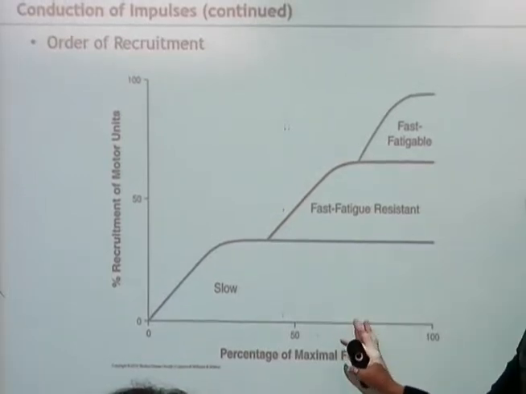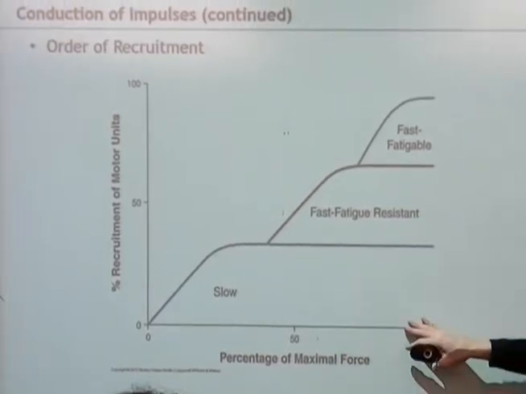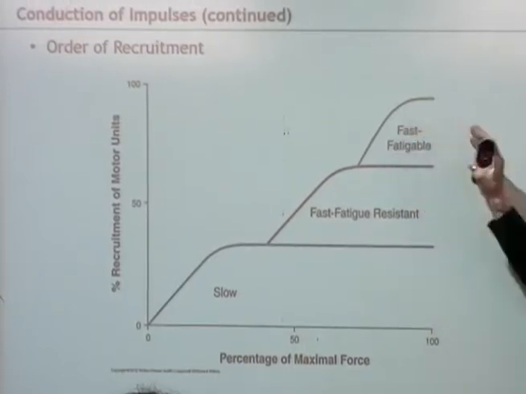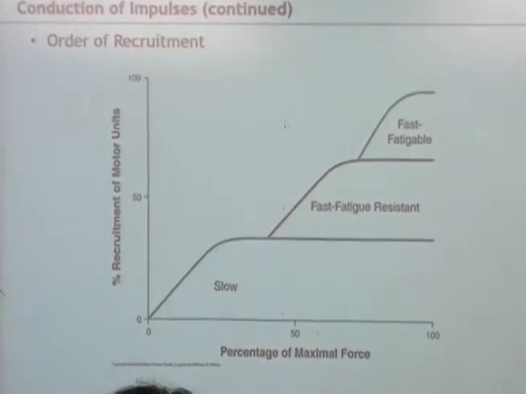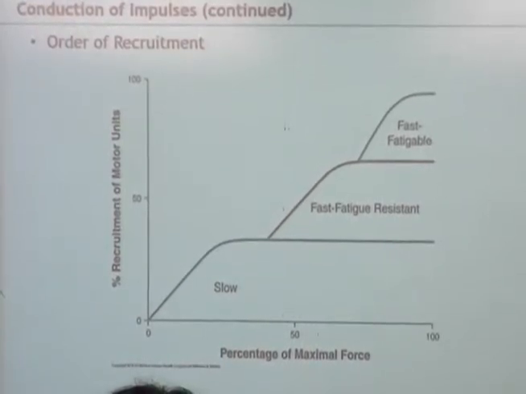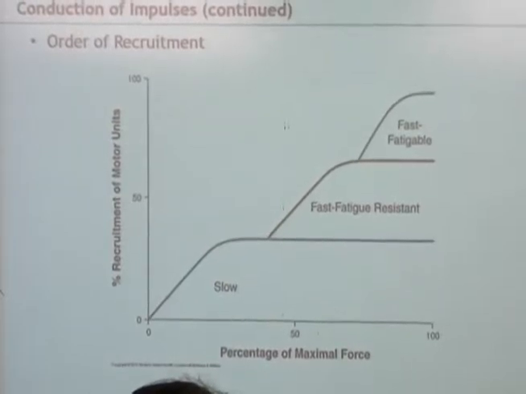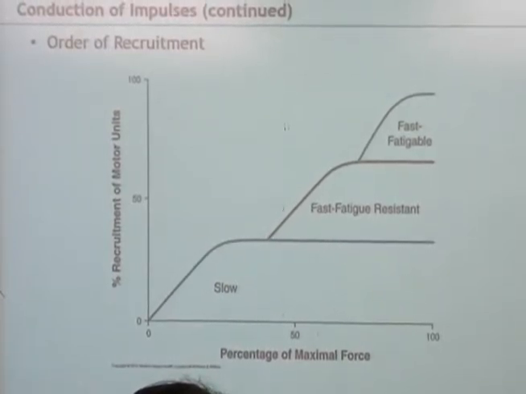And then if I still need more force in order to complete the skill, then I'm going to turn on the last lot. Questions on that? It's a really clever system. So turn on as much force production as I need to achieve the job.